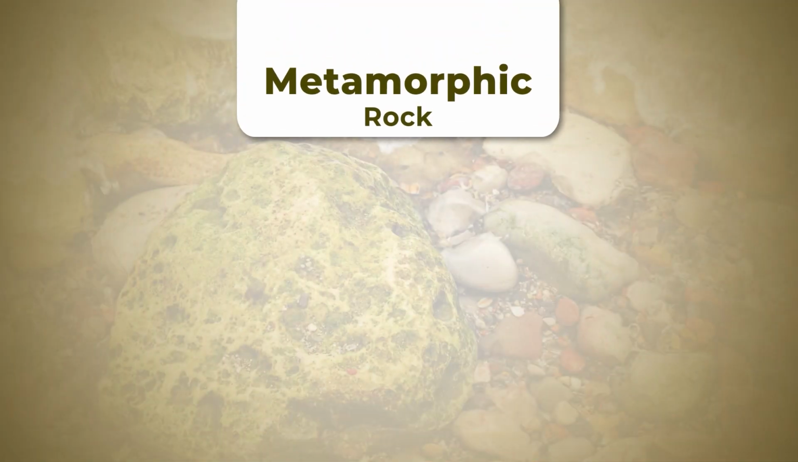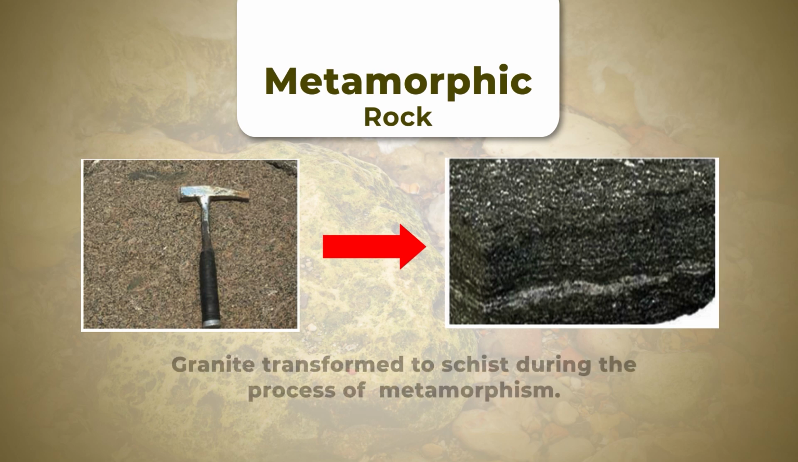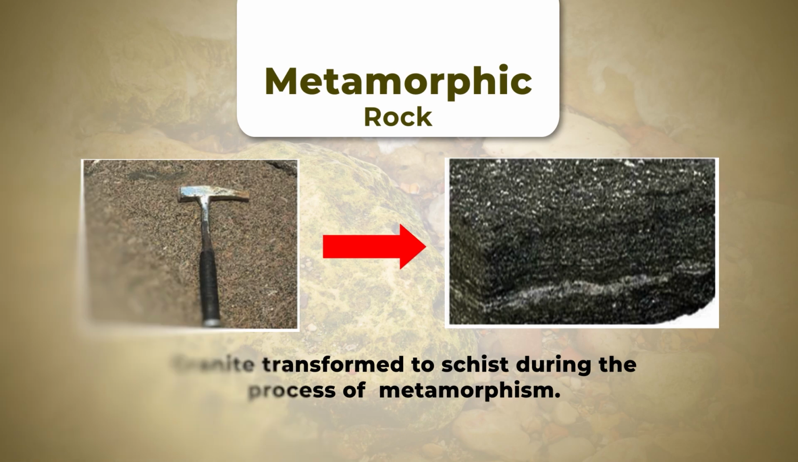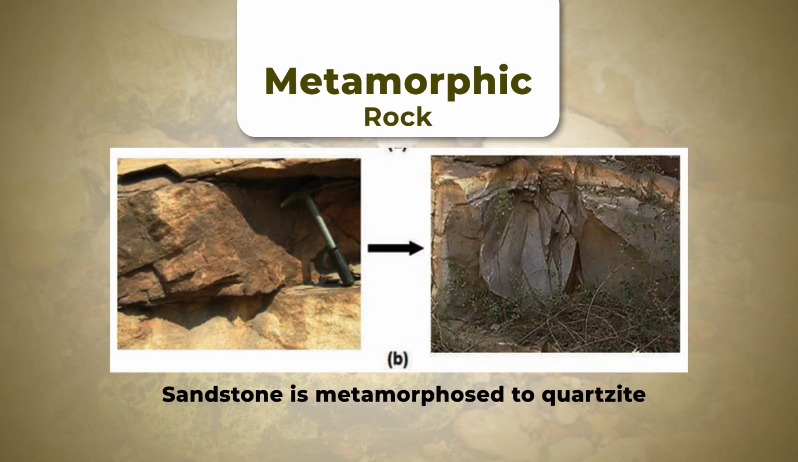Now I am giving some examples of metamorphic rock from the protolith. Here the protolith is granite, which is transformed to schist during the process of metamorphism. You can see the diagram. The left hand side is the granite and the right hand side is the schist. And the composition is the same, but the texture and structure is changed. Similarly, sandstone is a sedimentary rock. It is metamorphosed to quartzite. You can see the diagram which is on the screen.